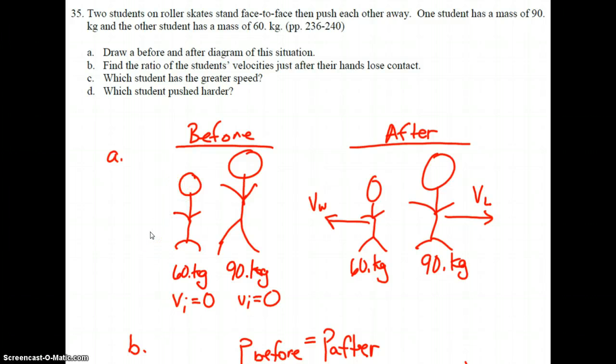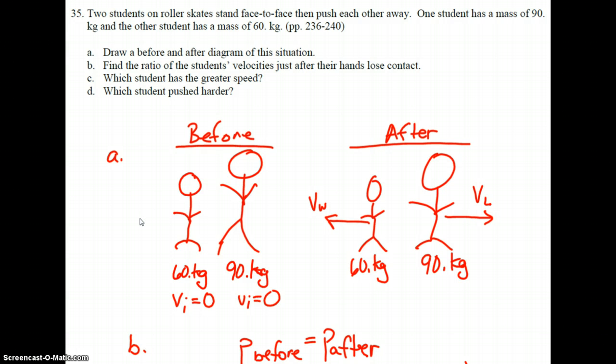Next, 35. Two students on roller skates stand face to face, then push each other away. One student has a mass of 90 kilograms and the other has a mass of 60 kilograms. Draw a before and after diagram of this situation. Find the ratio of the students' velocities just after their hands lose contact. Which student has the greater speed and which student pushed harder?